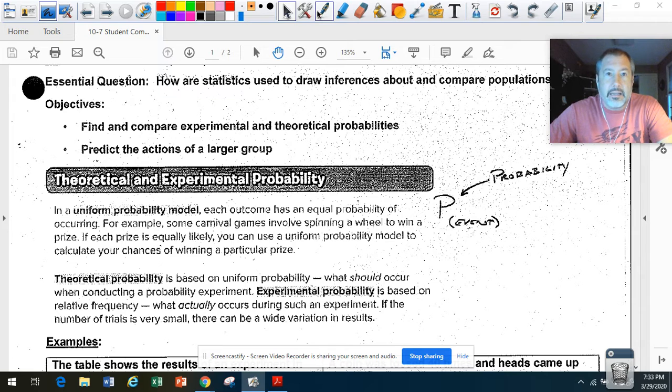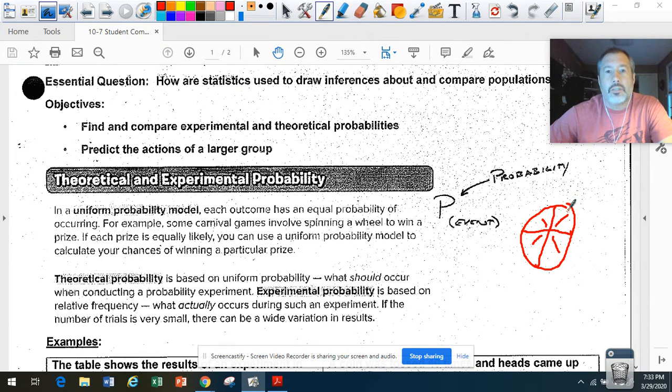If I had a circle here, and this is our wheel, and I divide it up into 4, and let's say this was a perfect circle. That means this piece of the pie is equal to that piece of the pie, which is equal to that piece of the pie, which is equal to that piece of pie, which means they're all equally likely. That's what we mean by a uniform probability model.